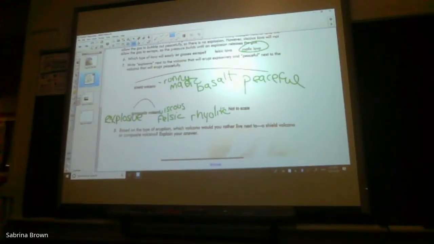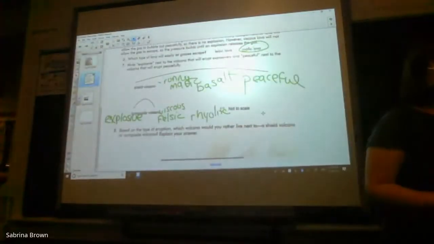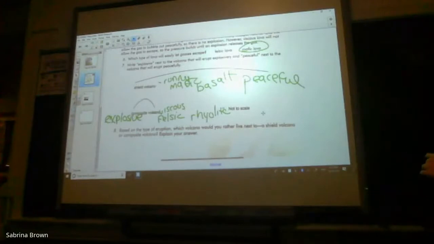And then you can actually go ahead and do the rest of this one by yourself. Explain which type you would like to live next to and why. But before I let you go completely, on the next volcano worksheet, it talks about hotspots. And I actually didn't talk about that in lecture, but I want to just explain it to you really quickly.